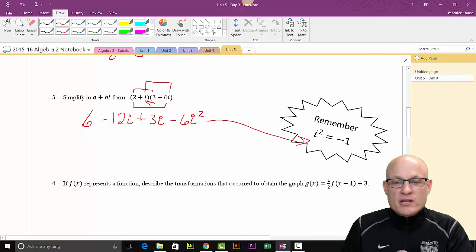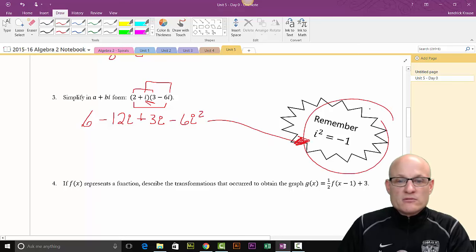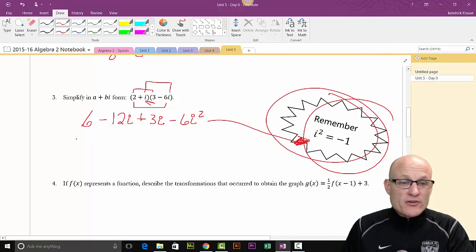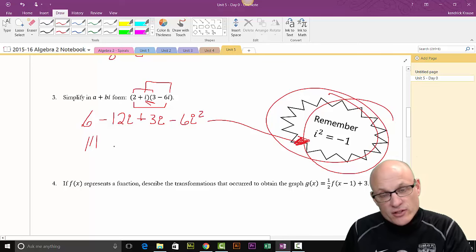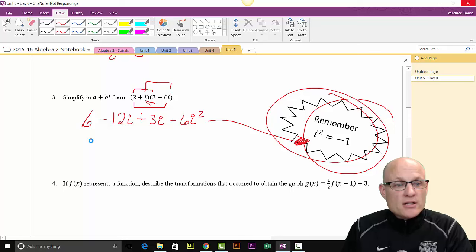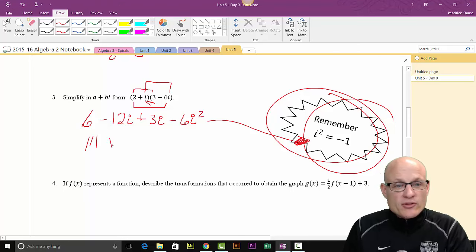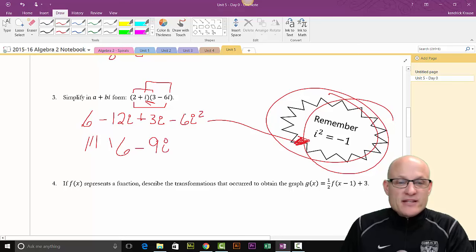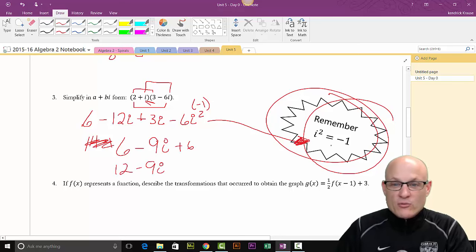But you need to remember this big, huge fact over here. i squared is really negative 1. So this becomes 6. Minus, that's 9i, if I put those two together. And then this is negative 6, but this is negative 1. So negative 6 times negative 1 is positive 6. So I get 12 minus 9i. Wow, that was rather painful.